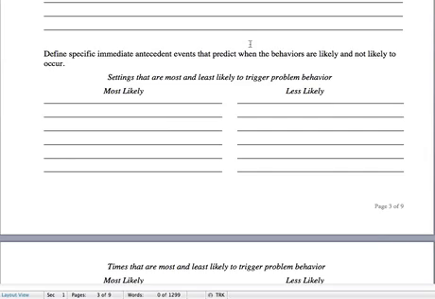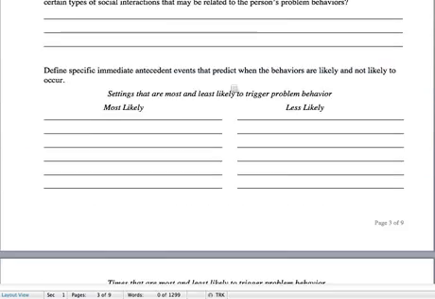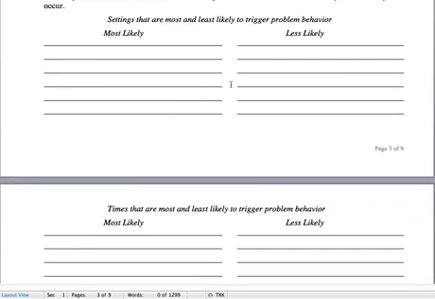All right. The next section is very important too. Define specific immediate antecedent events that predict when the behaviors are likely and not likely to occur. I think you can understand the importance of that. If you can set up the behavior to occur, or if you can set up a situation where the behavior is not likely to occur, then that gives you a lot of information about potential function, right? So if you say, if I never give him math, he'll be okay. Well, I think we've just implied that math evokes problem behaviors. So what is it about math? It seems like that would be avoidance in that situation. Okay, so we're looking at settings that are most likely and least likely.